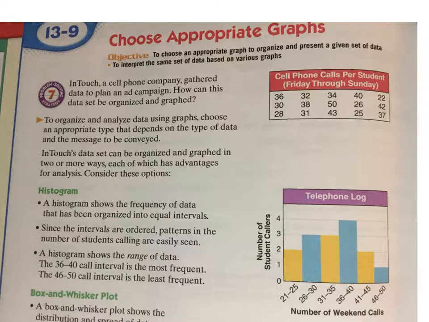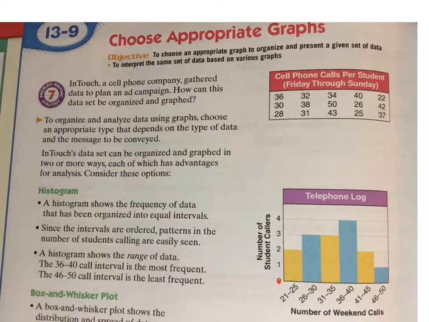Today we are doing 13.9, choose appropriate graphs. And the first one we're going to talk about is a histogram. So here we're looking at the number of student callers. So this is 2 student callers, 3, 4, 2, and 1. And this is a bar graph.